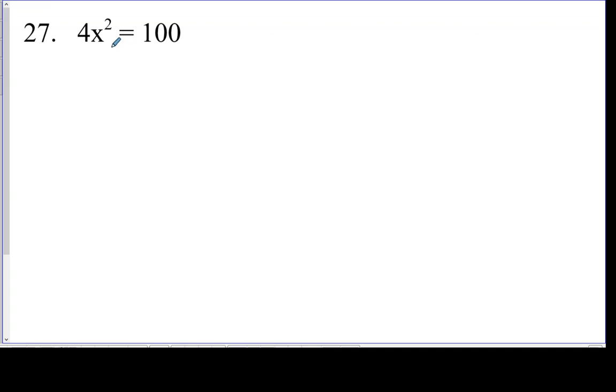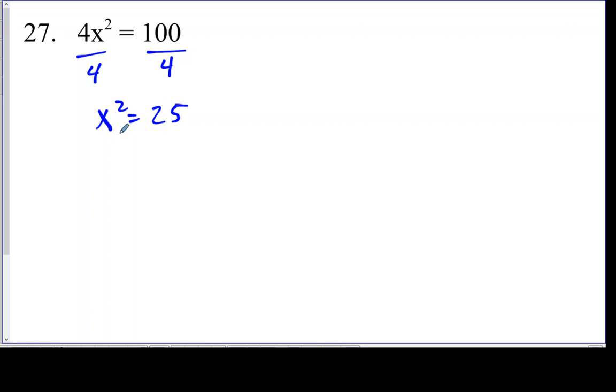What about 27? I can solve this by, I want to get the x squared by itself. So first of all, I want to get rid of the coefficient, so divide both sides by 4. And that leaves us with x squared. 100 divided by 4 is 25.